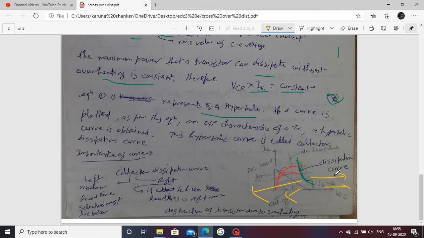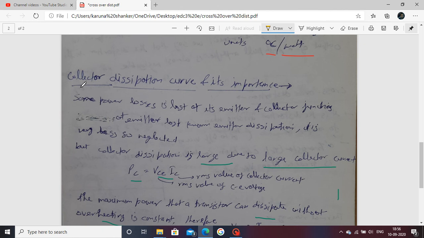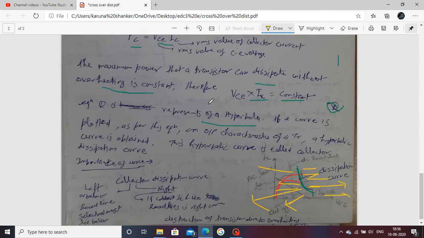Overall, when designing a power amplifier, we look at this dissipation curve and design within the region below it. If the values come above this region, we can still design the power amplifier, but it will not work properly. That is the importance of the collector dissipation curve. Okay.